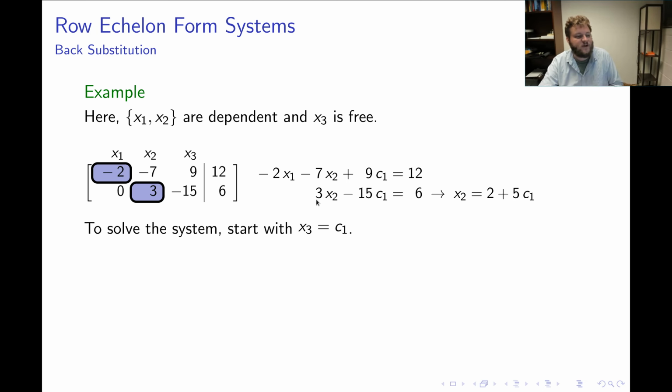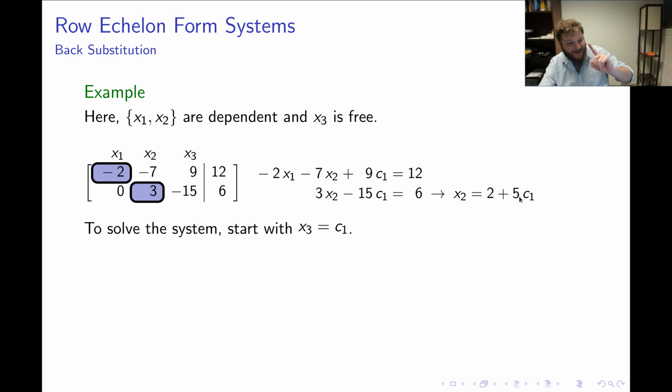So what I'm going to do here is go to the second equation, and solve for x sub 2. It turns out when I solve for x sub 2 here, what should that be? That should be 6 plus 15c1 all divided by 3, which simplifies to 2 plus 5c1. So I've successfully solved for x2 using the last equation.